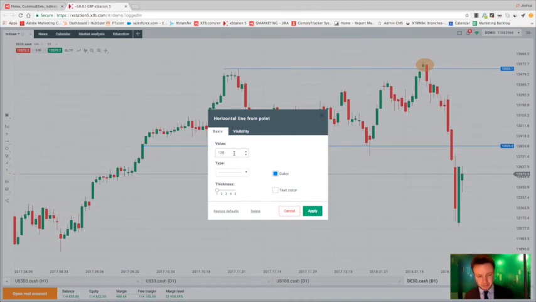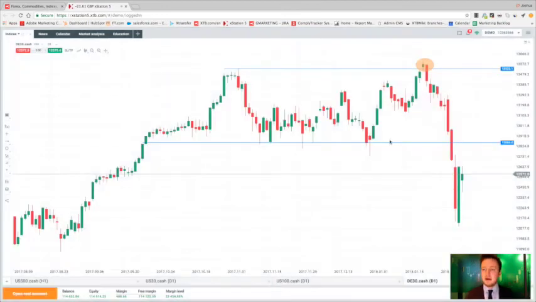I'll just put this support on. But what we got was a big rejection. We had this break and close above the highs here, but you can see the next day we got this big rejection candle, and we basically engulfed the previous two days' trades. This is quite a strong reversal signal, and the fact there was a false break above the previous high could give even greater credence to the reversal.